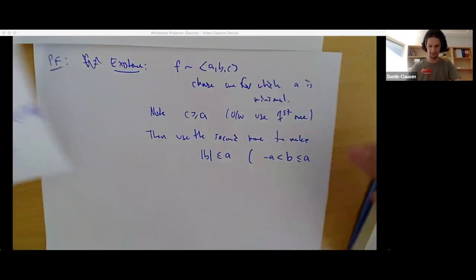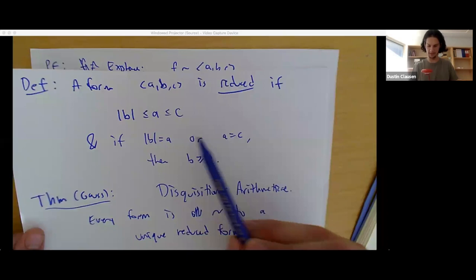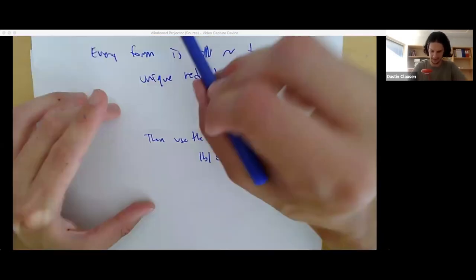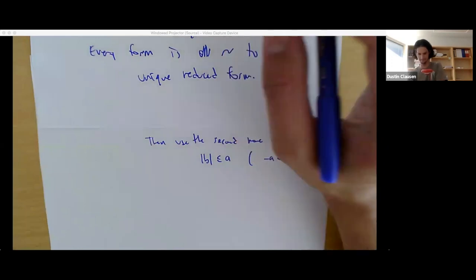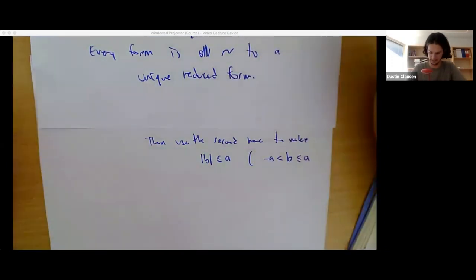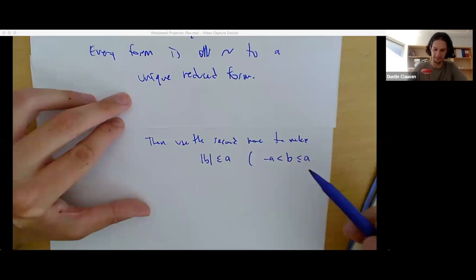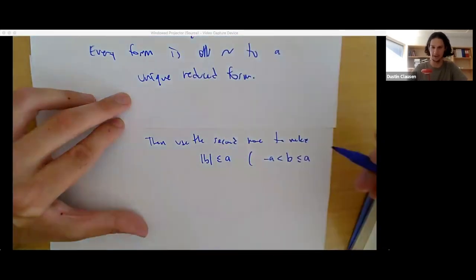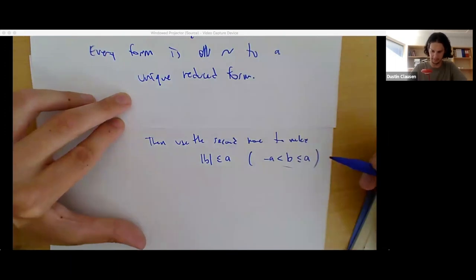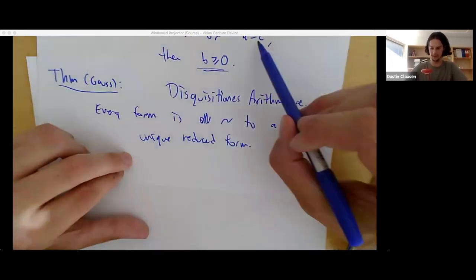So we've already satisfied the first condition in the definition of reduced. So we just need to make sure that we can have the boundary cases be okay. So if A is equal to C, then, oh, I always get confused about these case distinctions. Well, let me say, if absolute value of B equals A, that means that either A is minus B or A is B. A can't be minus B because we explicitly ruled that out by our choice here. If A is equal to B, then since A is bigger than zero, B is also bigger than zero, so we're okay.